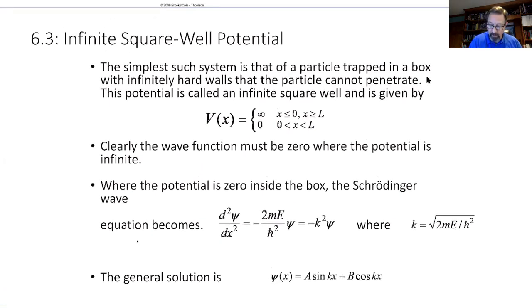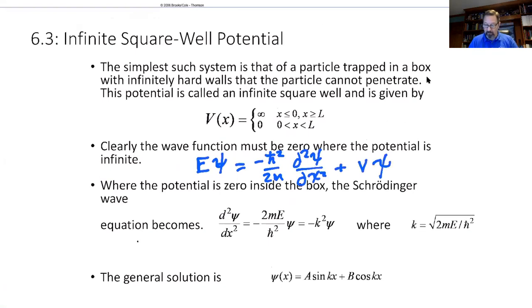I see I haven't written it on this slide, so let's do that. We said that E times psi is equal to minus h bar squared over 2m times the second derivative of psi with respect to x, plus the potential energy times the psi. Well, that's Schrodinger's equation. Inside the well, that potential term is 0. Nice, easy problem. You can see why we pick it as the first one to do.